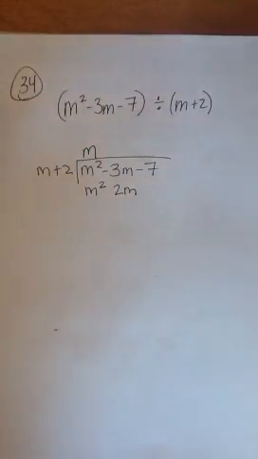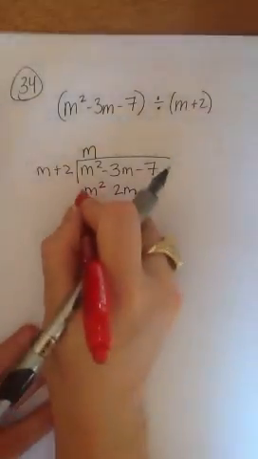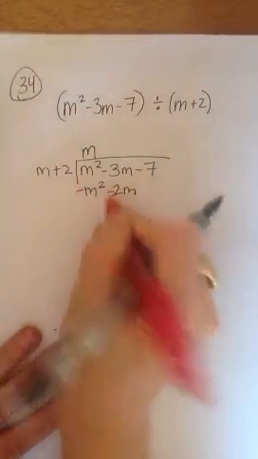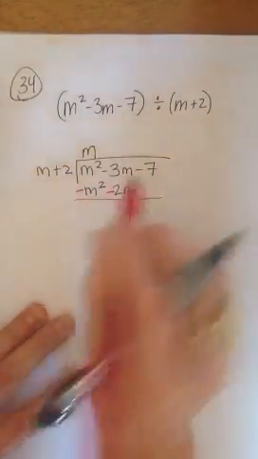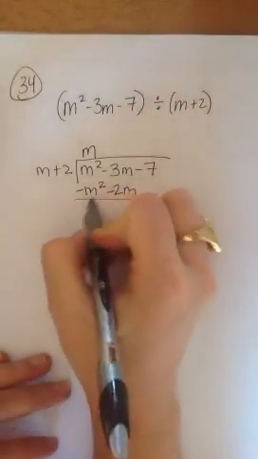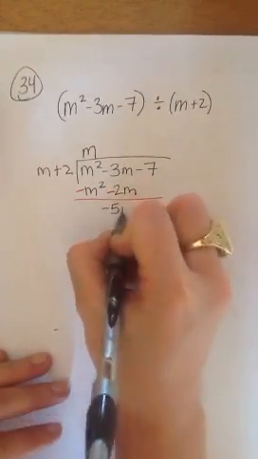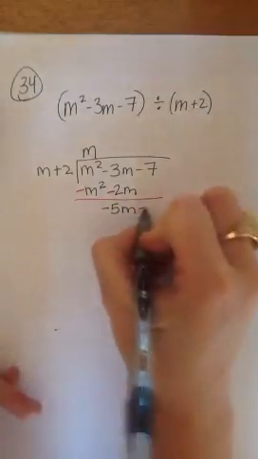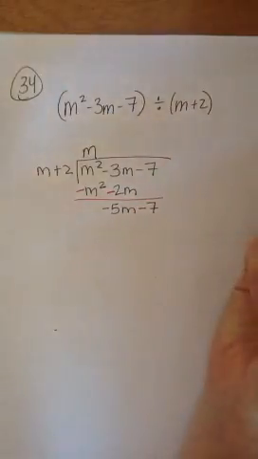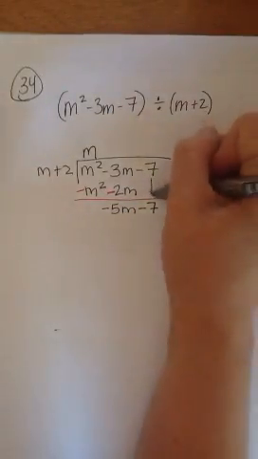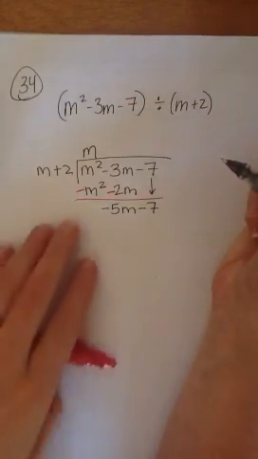Now, here comes the part that a lot of people mess up on. Subtraction. Write that sign in there. Subtract them both. M squared minus m squared. Those are gone. Negative 3 minus 2m, negative 5m minus 7. This just dropped down. Then you start over.